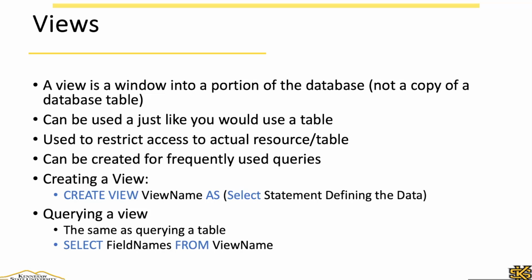So querying a view is just like querying a table. You use select followed by the field names, then from, and instead of specifying a table name, you provide a view name. You can also perform joins and use subqueries on views in the same way that you use them for tables.